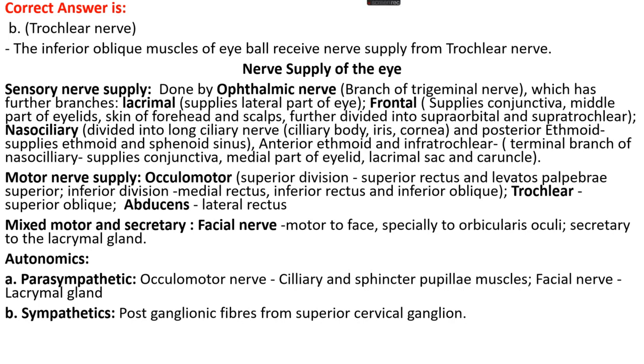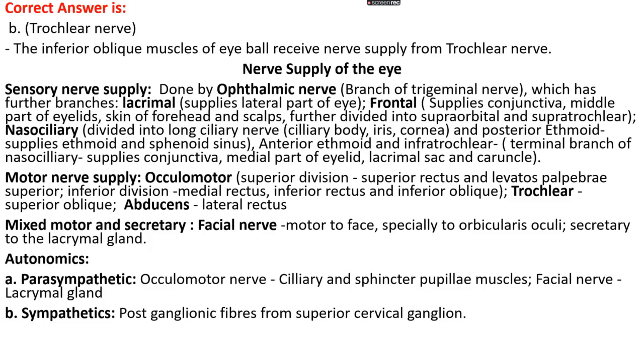And there's the nasociliary nerve, which divides into long ciliary nerves, supplying the ciliary body, iris, cornea, and posterior ethmoidal nerve, which supplies the ethmoid and sphenoid sinus, anterior ethmoidal and infratrochlear nerves, the terminal branch of the nasociliary, which supply the conjunctiva, medial part of the eyelid, lacrimal sac, and caruncle.